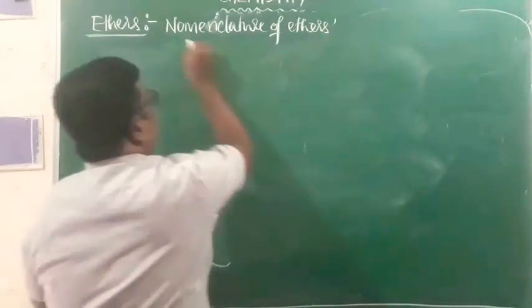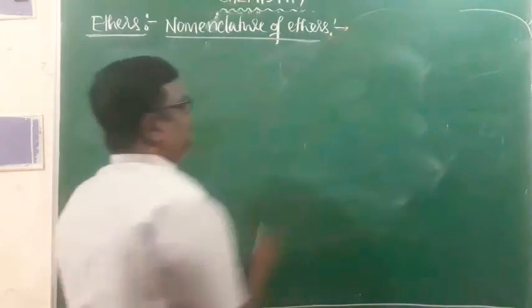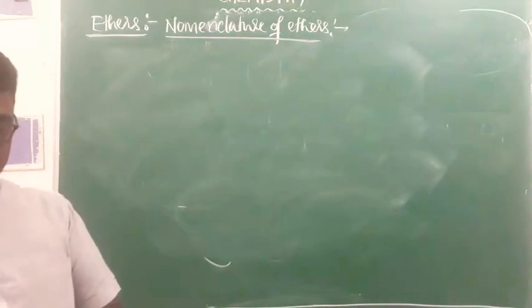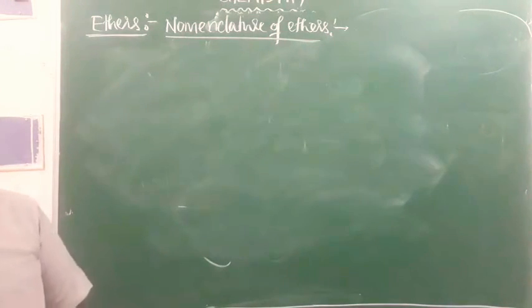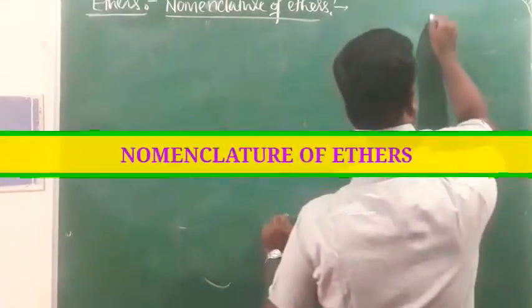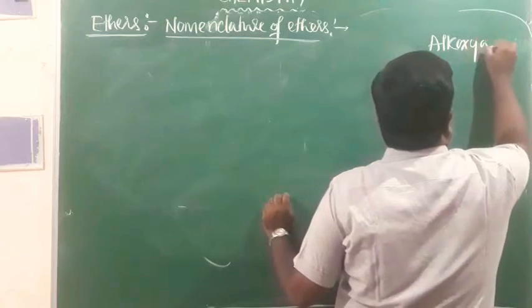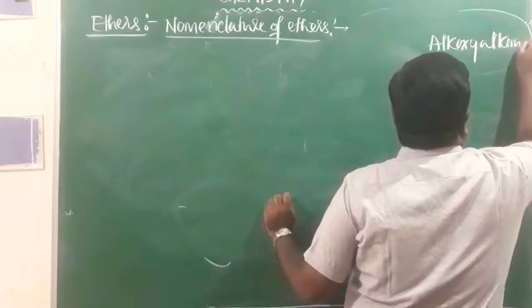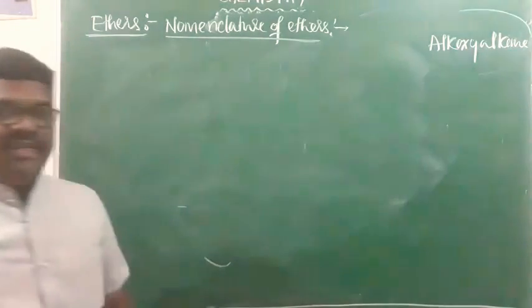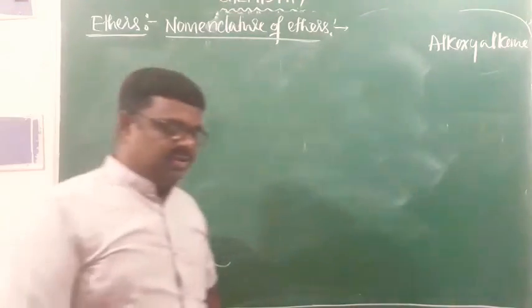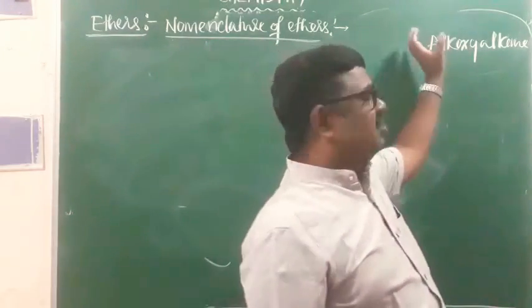This is the next discussion. We'll go for the IUPAC system as well as the common system as far as nomenclature of ethers is concerned. In the IUPAC system, ethers are named as alkoxyalkanes. And of course, the smaller alkyl group is named as alkoxy.